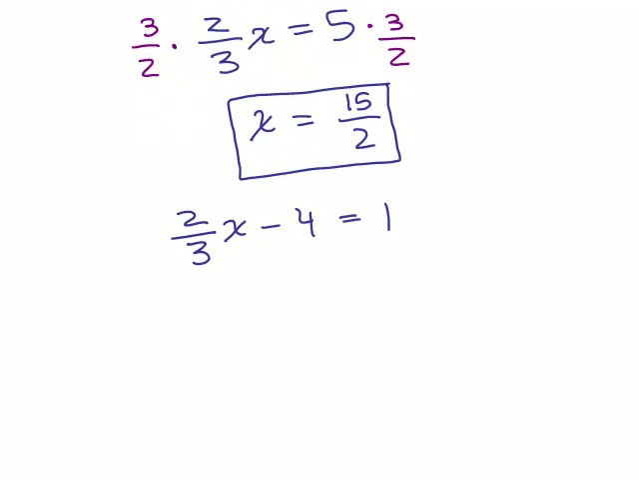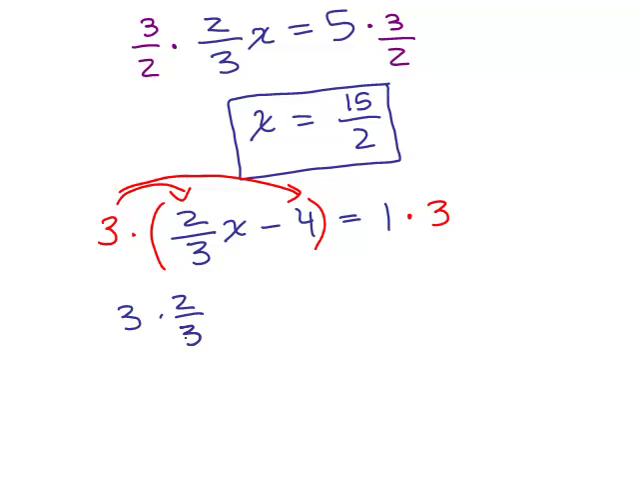So how am I going to show that? There are different ways you can show that. You could put parentheses around that and say 3 times that, and then do a 3 on the other side. So let's do it that way. I need to distribute this 3 to both of those. So that would give me 3 times the 2/3 x minus the 3 times 4, and then I have the 1 times 3, which is 3.